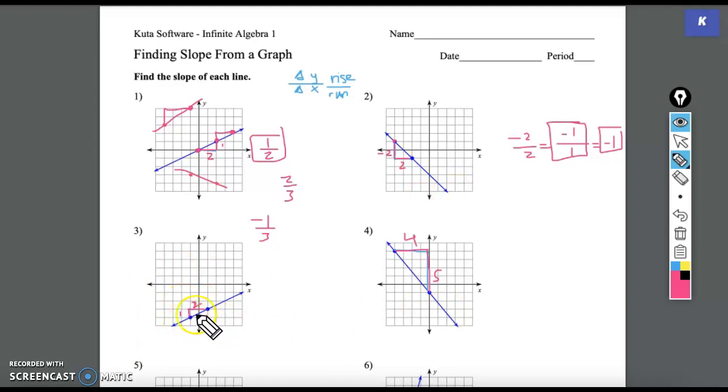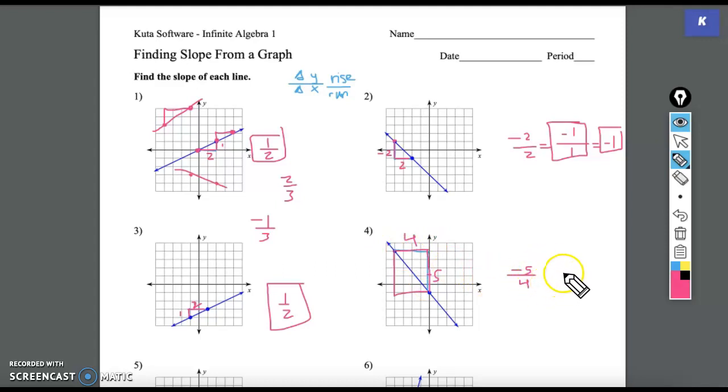So again, from this point to this point, I'm going to go up 1, so a positive 1, and to the right 2. So my slope here would be 1/2. Over here, from this point to this point, I'm going down to get to the next point. So I'm going down 5, so a negative 5, over, and then a positive 4. Because again, I'm going down 5 and to the right 4. Or I'm going up 5 and to the left 4.